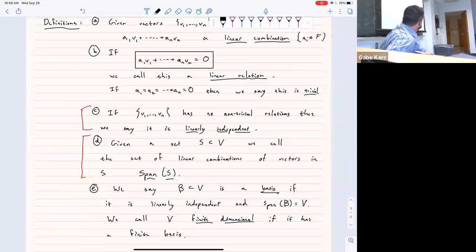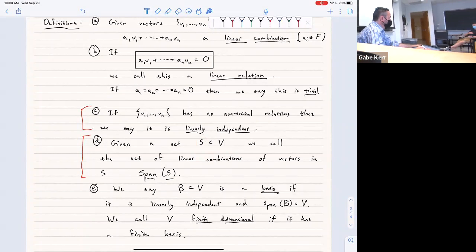The span, on the set of linear combinations. Correct? I'm sorry, I couldn't hear you. Where does the V set come in? So the a's are just coefficients. They're just elements of your field. So the S is just any collection of vectors. So you can take your pick, whatever you want.